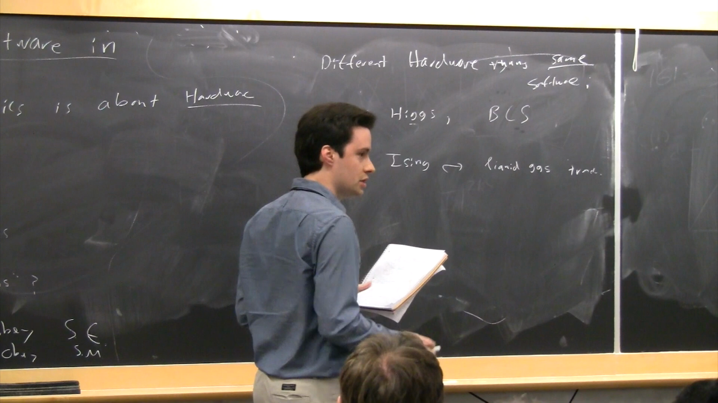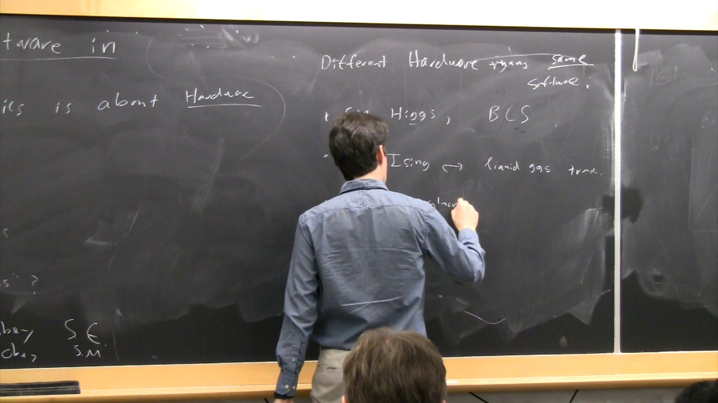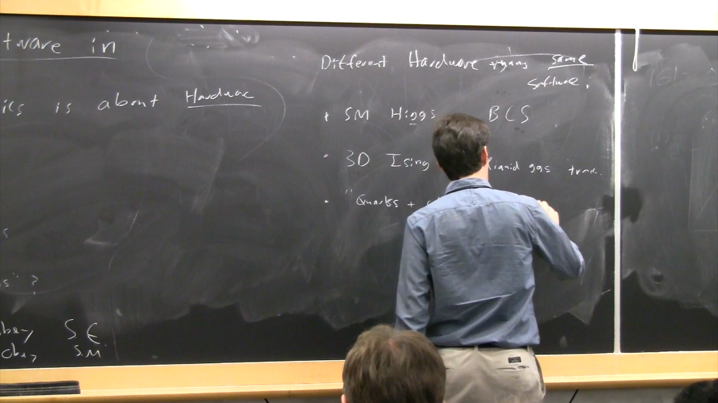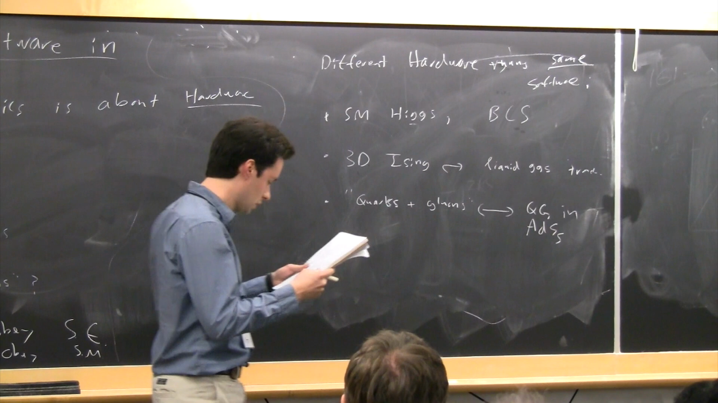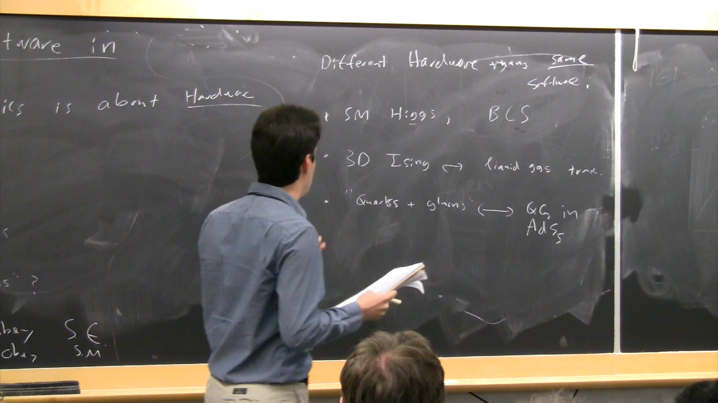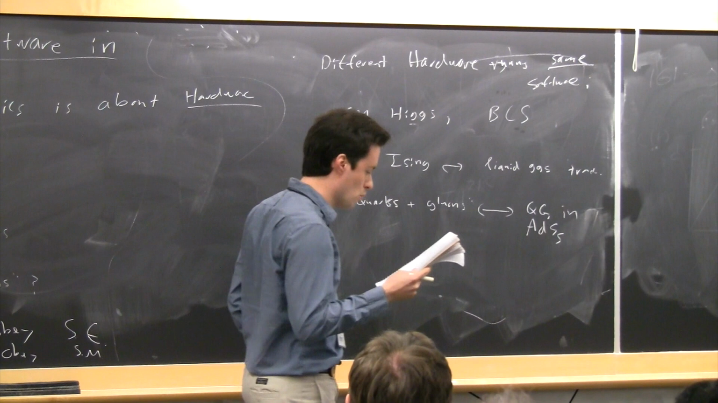But let me just give one more example. This will be a little bit heuristic, but strongly interacting quarks and gluons is somehow running the same software as quantum gravity in AdS5. And I want to give that as another example of different hardware running the same software. So I think that this sort of malleability, where the same software is useful for studying many different physical systems, is something that we're seeing more and more of.